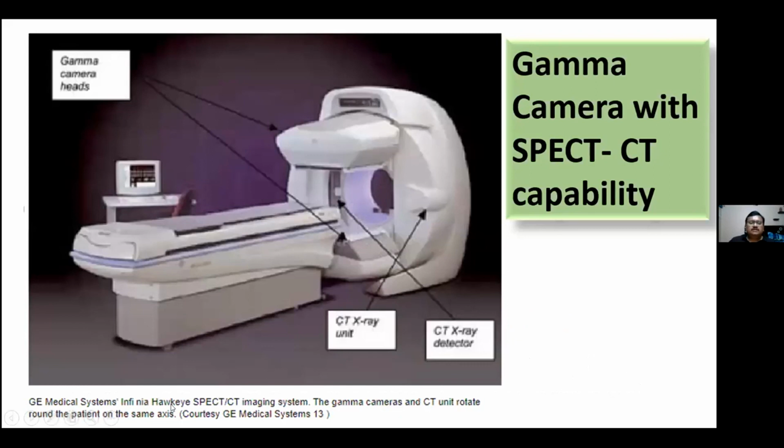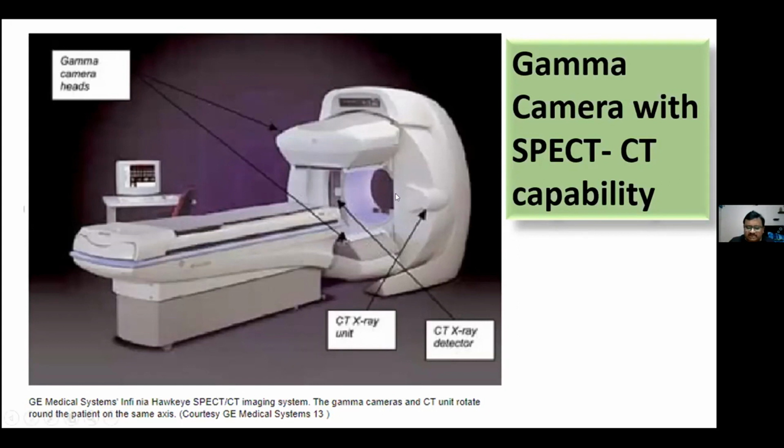This is just an image of the gamma camera. Here we can see these are the 2 heads of the gamma camera. This is the CT scanner, the CT gantry. So in this camera we can do SPECT CT imaging, which is a type of gamma imaging, but we can get a co-registered image and an exact anatomical localization, just like PET CT, but it is not as good as PET CT.